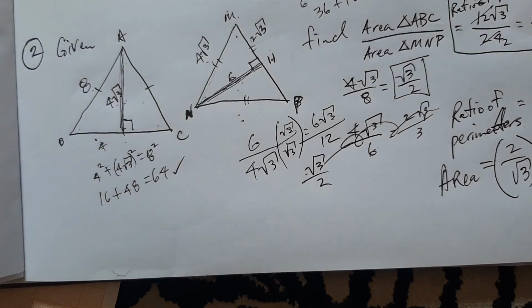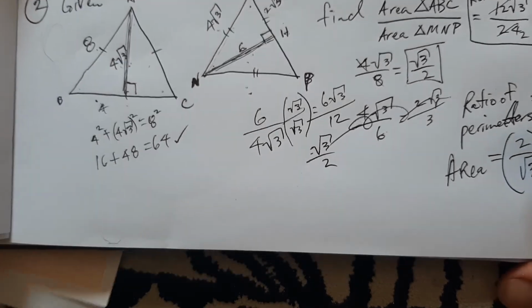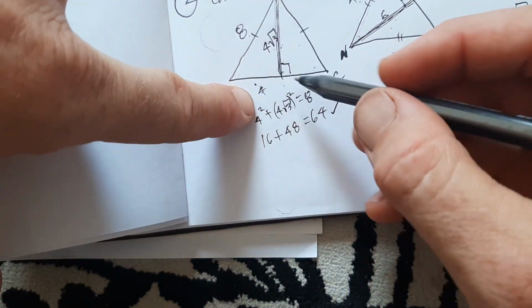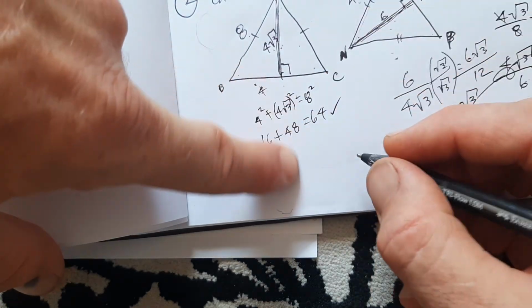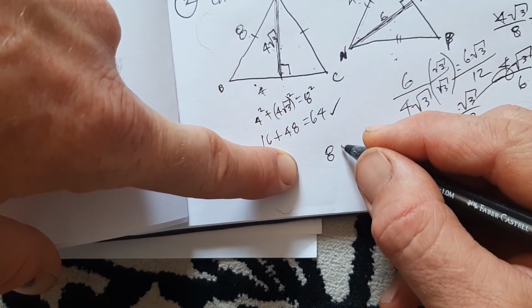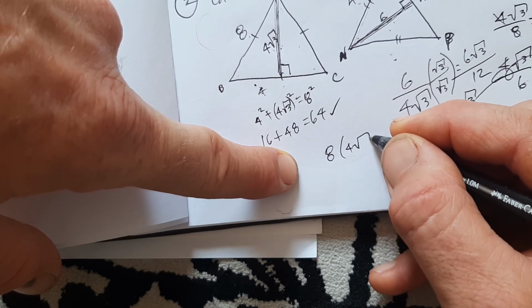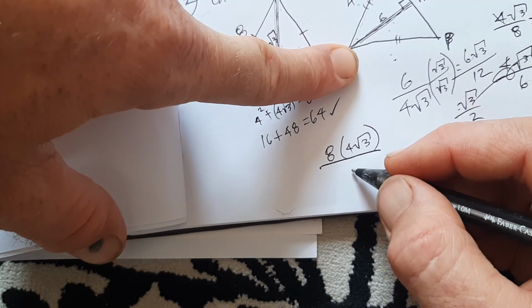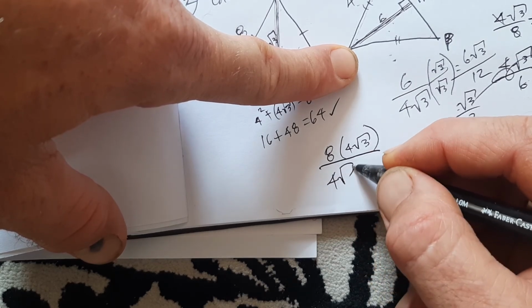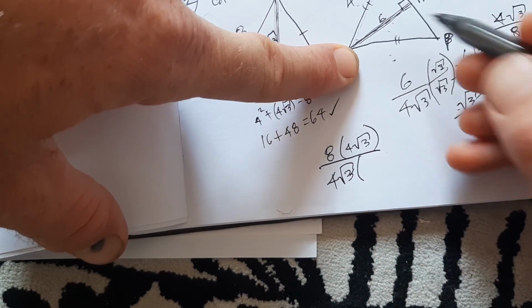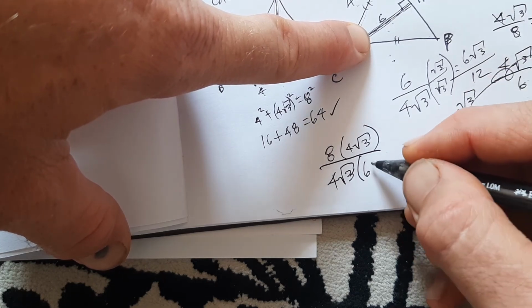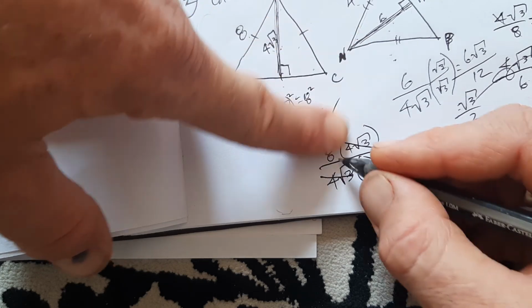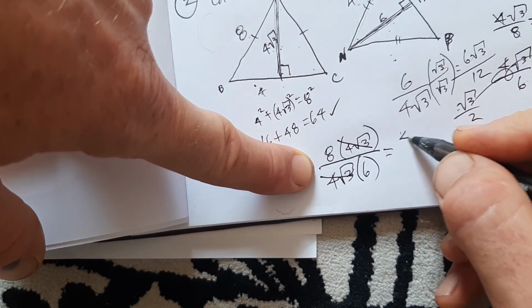And that's all there is to it. If you wanted to double check it by getting the areas and do it, well, let's do that real quick. Let's do that just for the heck of it. I'd have 8 times the height. 8 times 4 square root of 3 over 4 square root of 3 times 6, the height of this one. So I'd want 4 square root of 3, cross that out, simplify 8 over 6, 4 over 3.